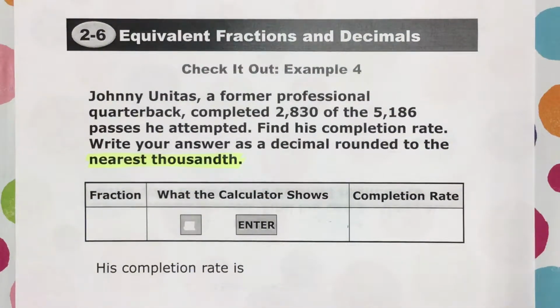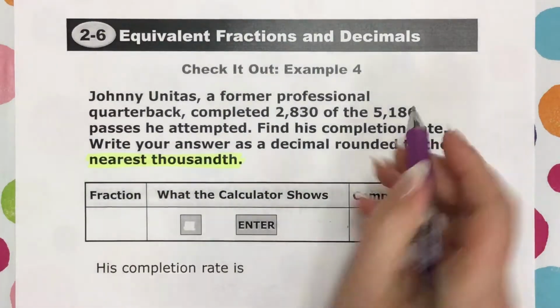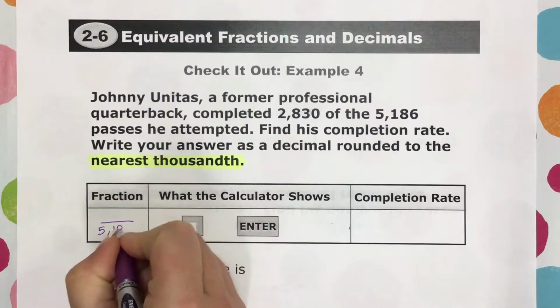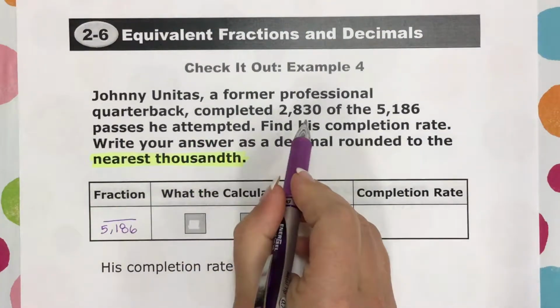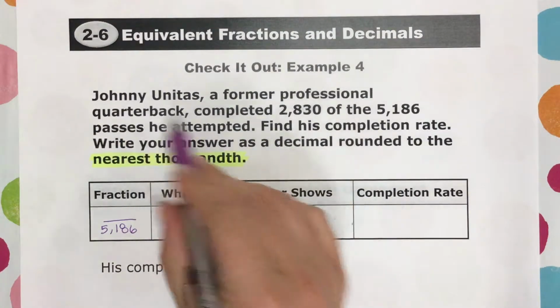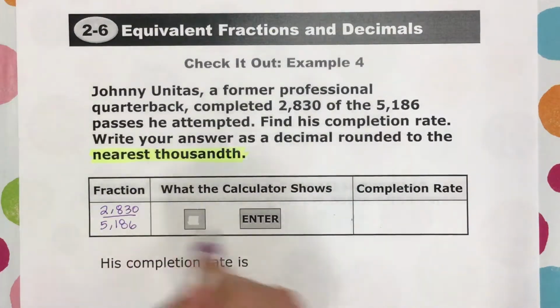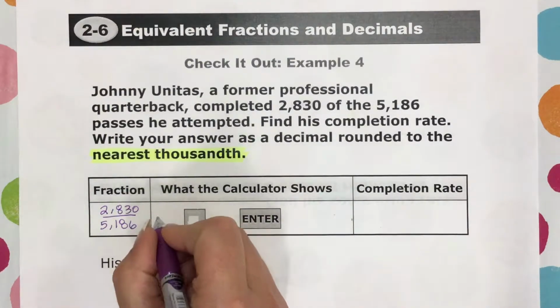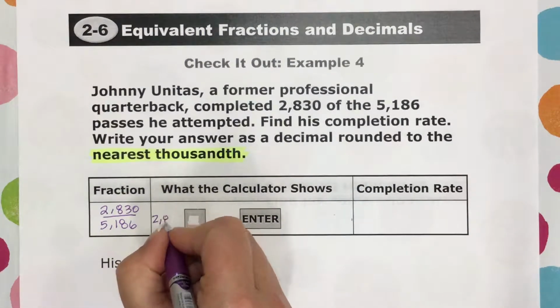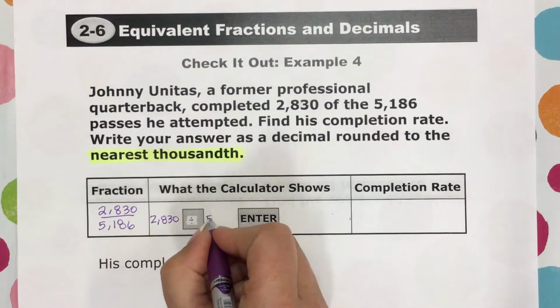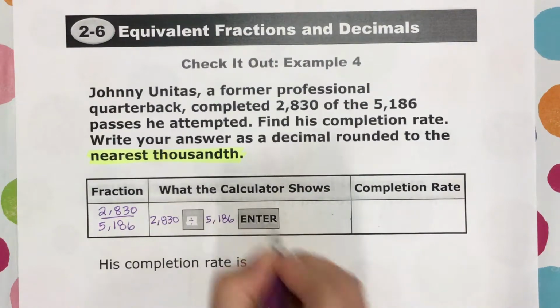All right, we are back. Let's go ahead and write the fraction. We know the total amount of passes that were made were 5,186. And the quarterback, Johnny, he completed 2,830 of those. So we're going to go ahead and write in what the calculator shows. How you would input this in the calculator would be 2,830. That means divided by, and then we'd have 5,186, and we press enter.